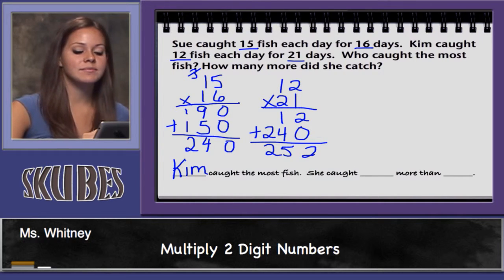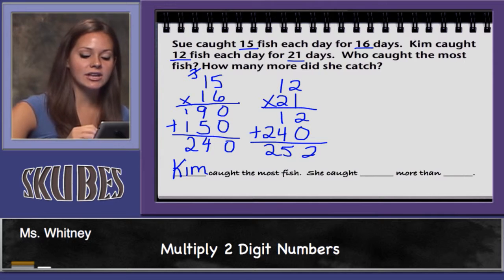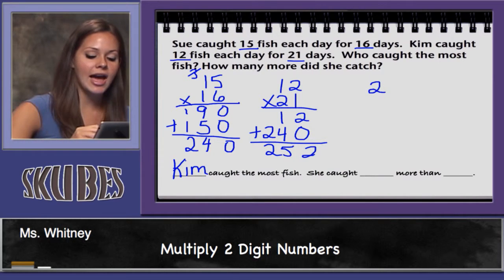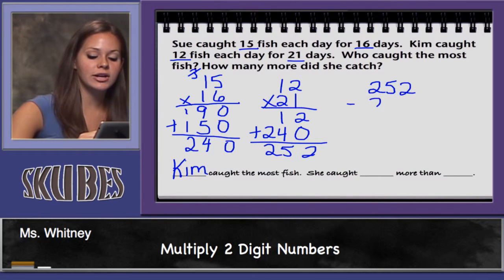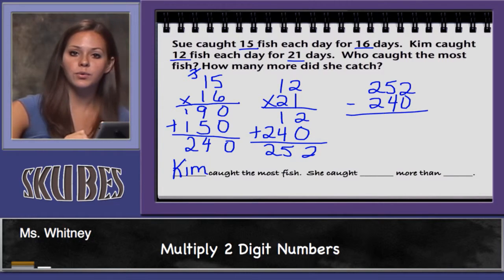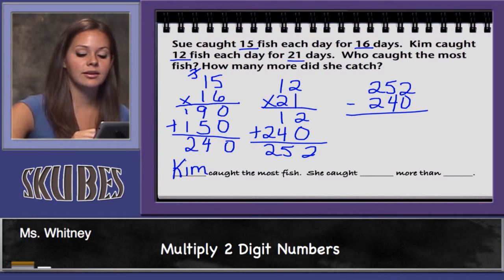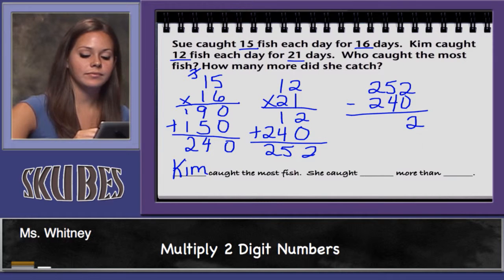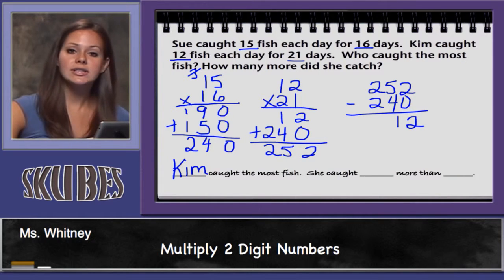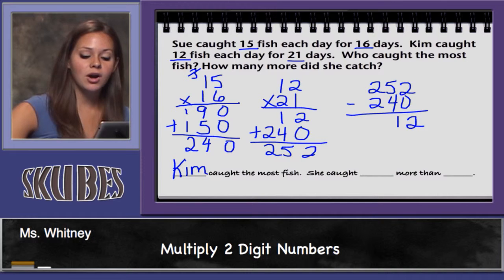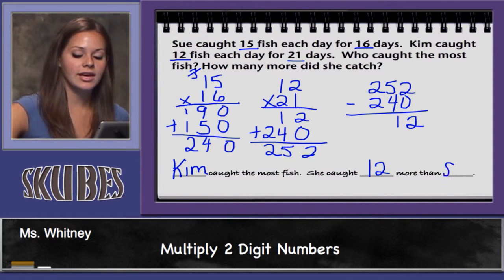The next question says, how many more did she catch? So I need to subtract to find out how many more fish Kim caught than Sue. 252, take away 240 to find the difference. The difference is 12. Kim caught 12 more fish than Sue.